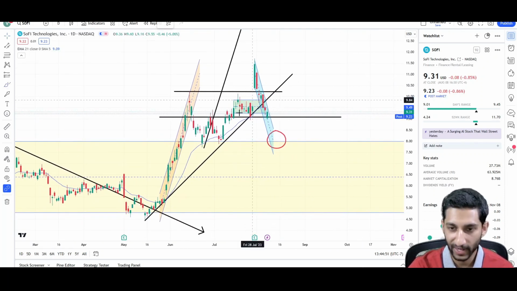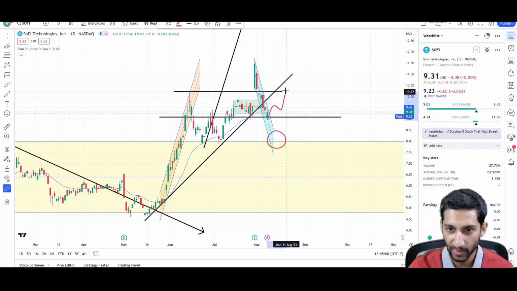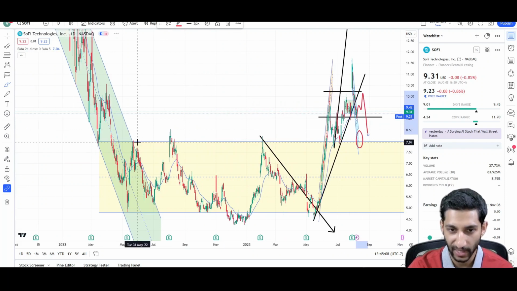So basically, what can occur is price just gets a temporary relief bounce from here, maybe back up to the $10 level in the form of two legs. Maybe something like that, and then another drop down lower, because I'm looking for price to come back to the $8 level. And that's a key level because it was the top of this range that SoFi was inside of for quite a long time.